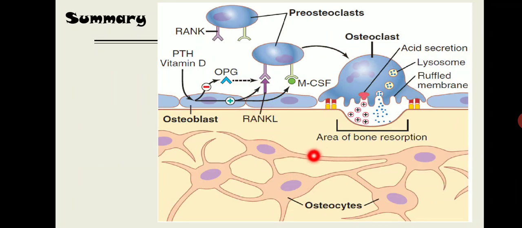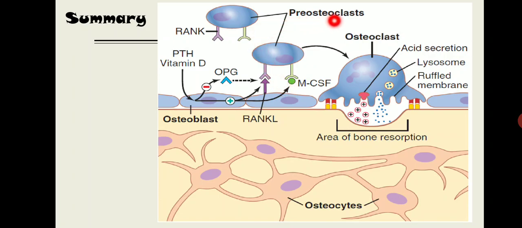Just follow my leads. These are the bone, these cells are the osteocytes, this one is the osteoclast, and this one is the pre-osteoclast, which means these are the monocytes. The small cells present over the bone surface are the osteoblasts. Now this osteoblast has RANKL over it, and it also secretes M-CSF.